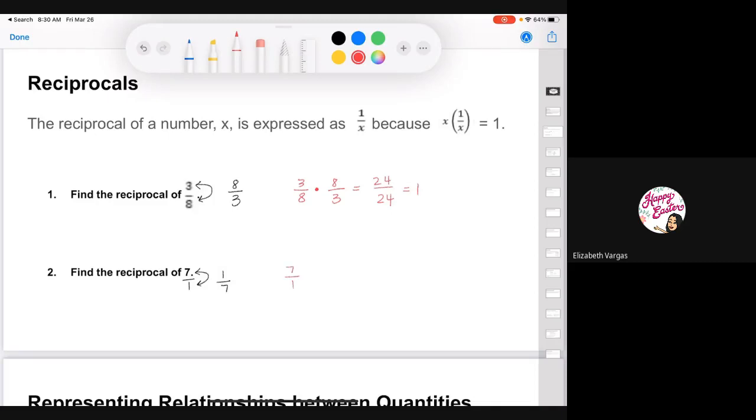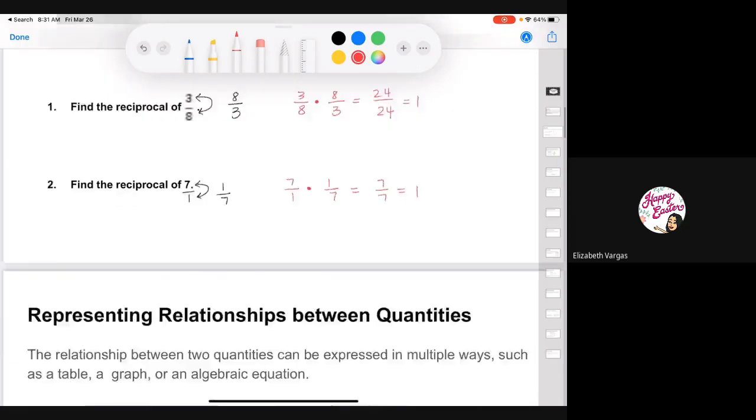So look, 7 over 1, multiplied by 1 over 7: 7 divided by 7 is 1. So that's basically the gist of a reciprocal. You're basically just finding the equivalent of the fraction and then flipping it. Okay, so that's a reciprocal. Any questions about this? Okay.